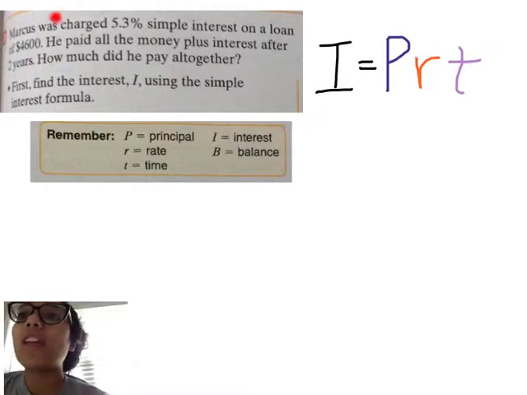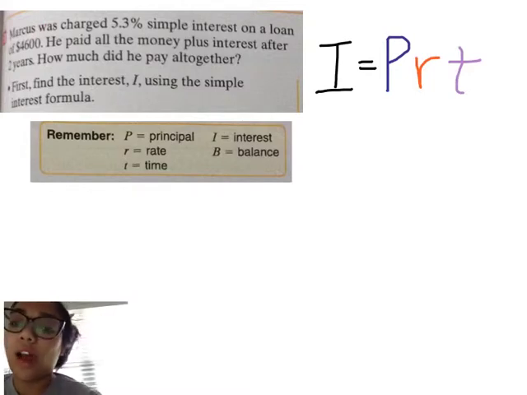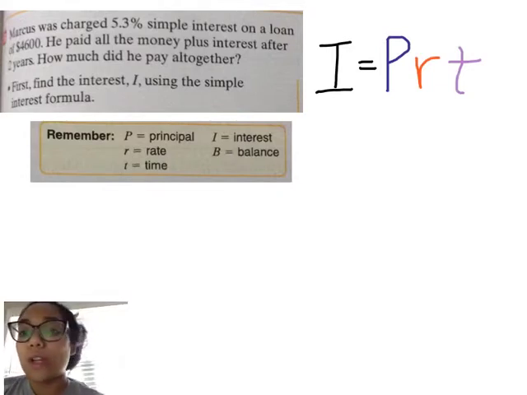This is a very, very real scenario for all of you. I'm positive that one day you are going to take out a loan, whether you're going to pay for your own college, or buy your own house, or send your own kids to college one day. You are going to have to take out a loan, and interest is always going to be attached to that loan. So this is very, very real for you. This is so important that you understand this.